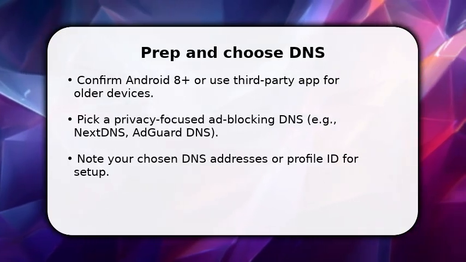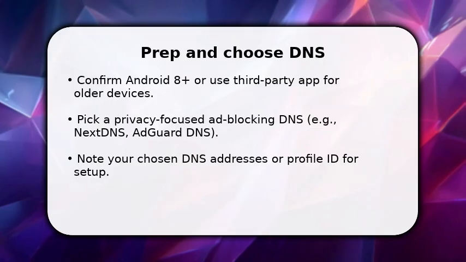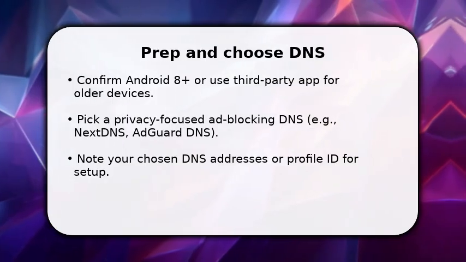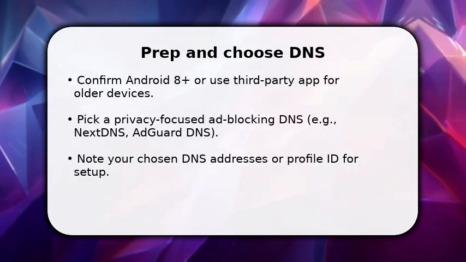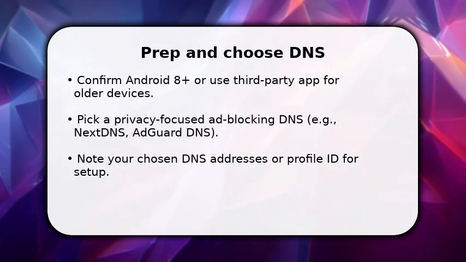You'll start by picking the DNS that blocks ads and trackers. Confirm your phone runs Android 8 or newer. If not, install a DNS over HTTPS app. Once chosen, note the IP4/IP6 addresses or service profile ID.